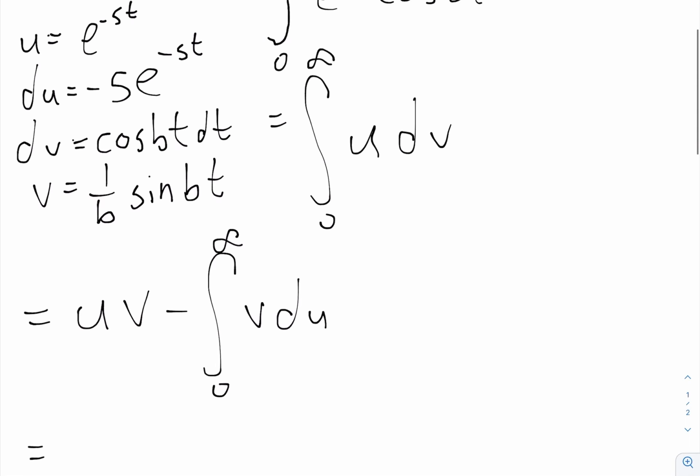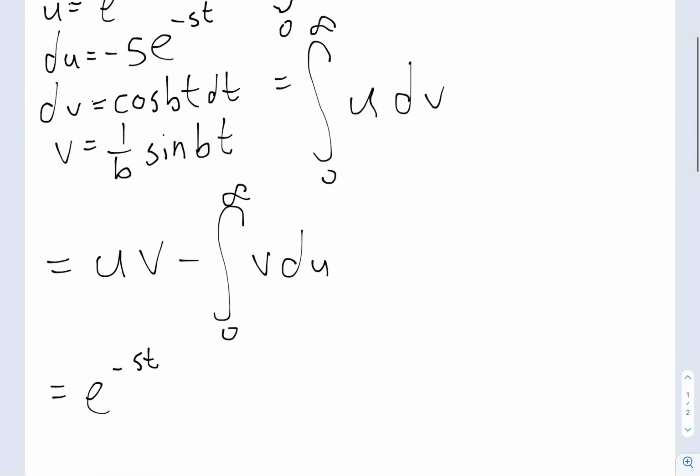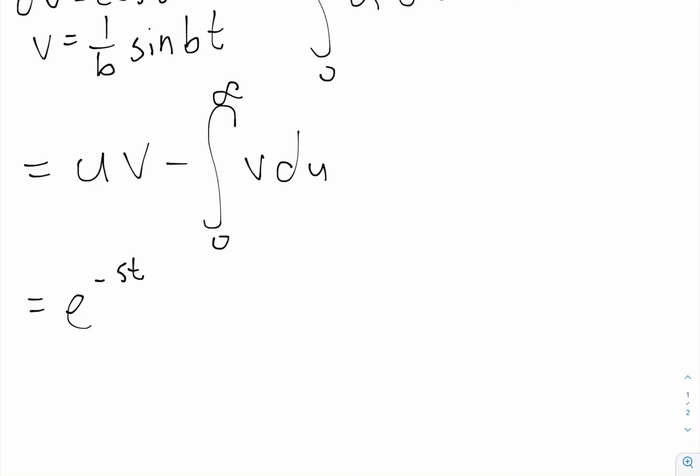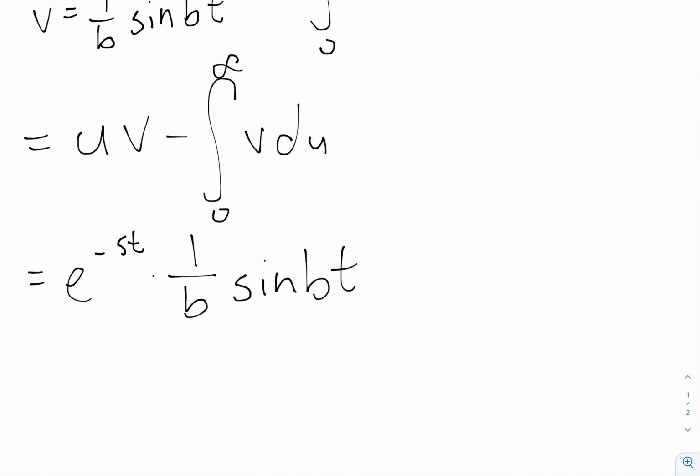So our u was e to the negative st. And then our v was 1 over b sine bt. Times 1 over b sine bt. We found this v just using u substitution. I'm not going to derive it, but you could do it yourself. I'm sure that's a calculation you could make there.